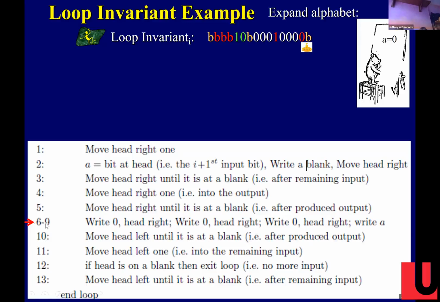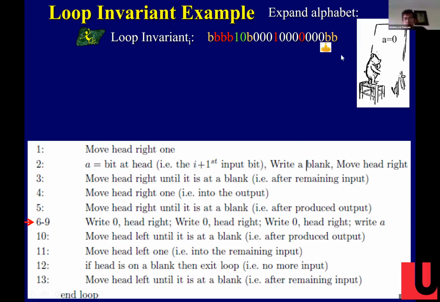All right. What is line 6 to 9 doing? This is a bunch of actions. I'm going to write a 0. I'm going to move right. I'm going to write a 0. I'm going to move right. I'm going to write a 0. I'm going to move right. And then I'm going to take the value of A, and I'm going to write the value of A. All right? You ready to do that?